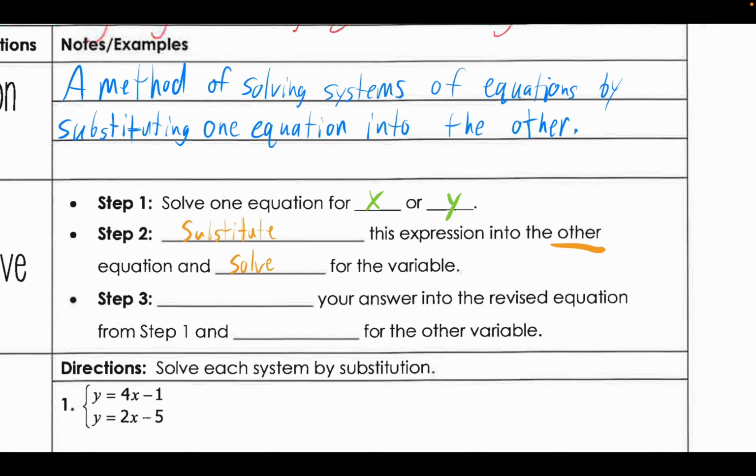And then step 3 is going to be to substitute the answer, the value of the variable you found, into our revised equation from step 1, or truly any equation that we have at that point, and solve for the other variable. So step 2 will give you either x or y, depending on what you did in step 1, and step 3 will then give you the other variable that you did not solve for in step 2.